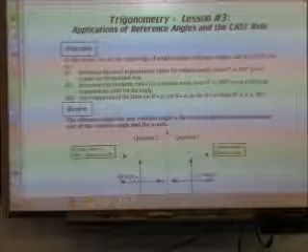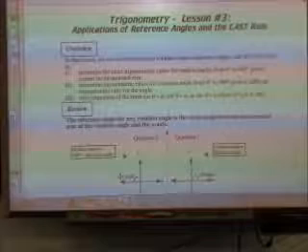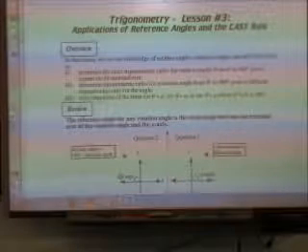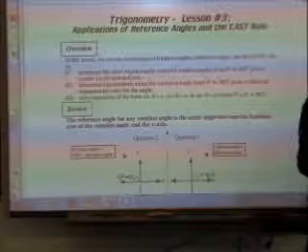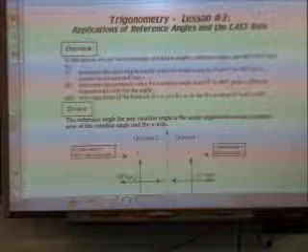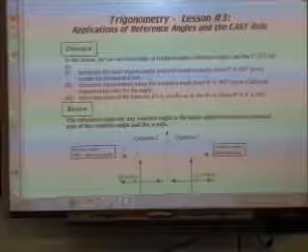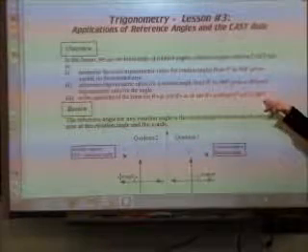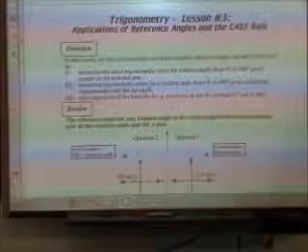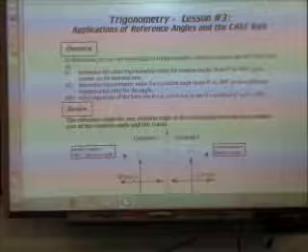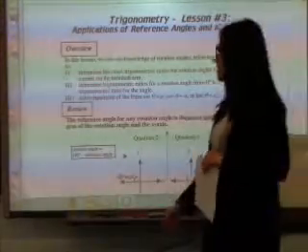So lesson 3 looks at using applications of these reference angles in the CAST rule. We are going to determine the exact trig ratios for rotation angles from 0 to 360 degrees given a point on the terminal arm, given a different trig ratio, and then solving equations where sine, cos, or tan theta equals a value, and theta could be anywhere from 0 to 360 degrees.